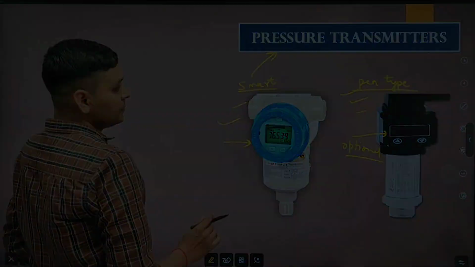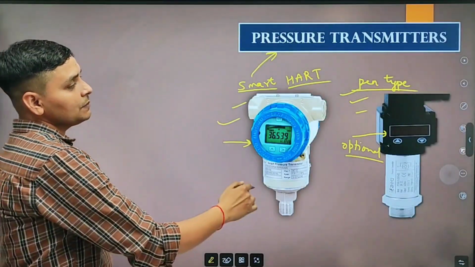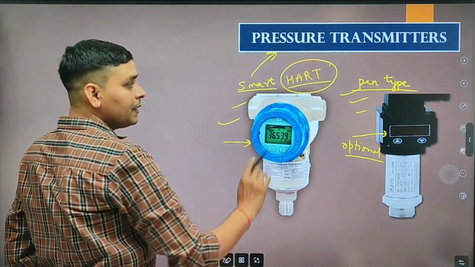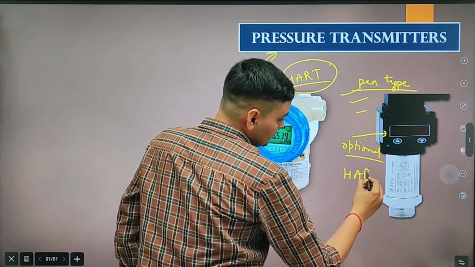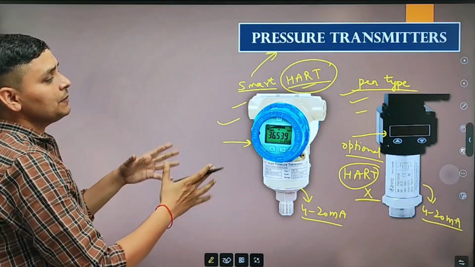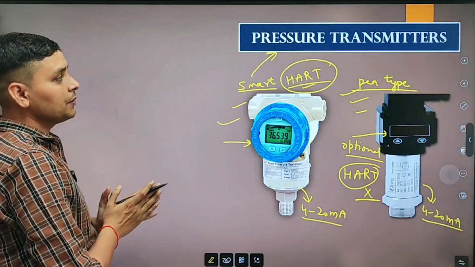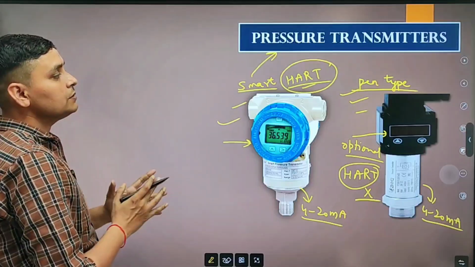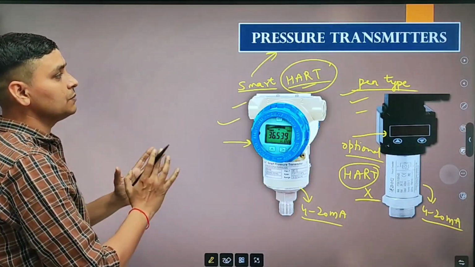Okay, a smart transmitter uses HART protocol. This is the basic difference between a smart transmitter and a pen type pressure transmitter. Smart transmitters use HART protocol, but mostly pen type pressure transmitters don't use HART protocol. We have also discussed differences between smart transmitter and pen type pressure transmitter in a video. You can watch that video. And we have also discussed HART protocol in a video. So you can also watch that video, what is HART protocol and why we use HART protocol in instrumentation.